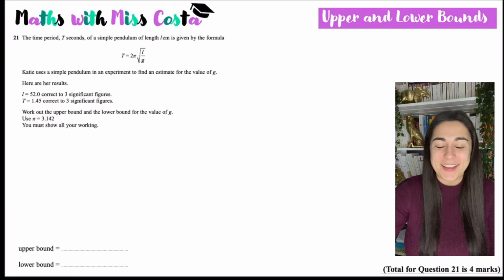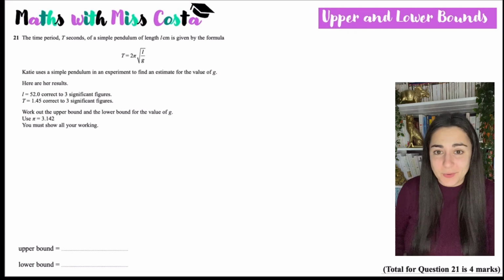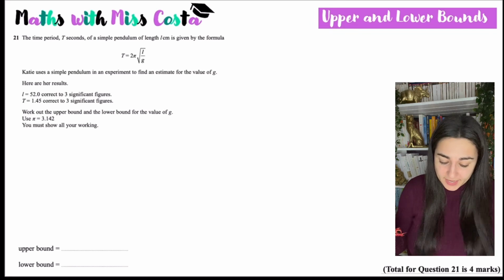Okay, so we're at the last question. You've made it to the very end, so well done. And what we've got here is an upper and a lower bounds question. So this is quite a tricky one because it's got quite a few moving parts.